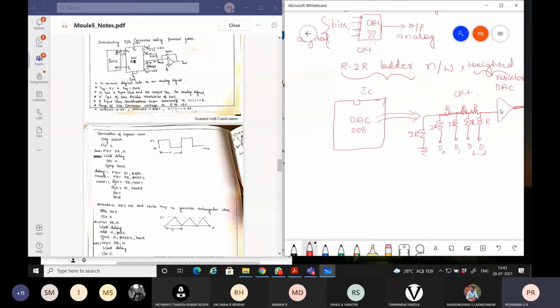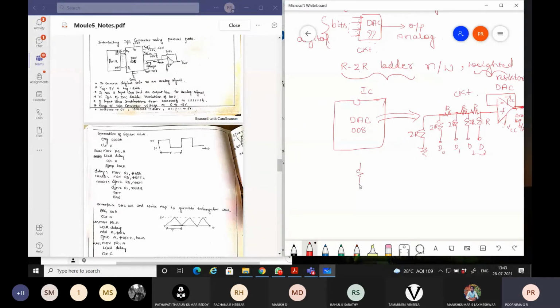The negative terminal will be connected to the output of this op-amp. Hence this op-amp will act as a voltage follower, having plus VCC and minus VCC. I need not tell much about the operational amplifier because you have already studied its characteristics and specifications. The output we get here is an analog output. Fine students, so this is one type of circuit which may be used in this DAC.